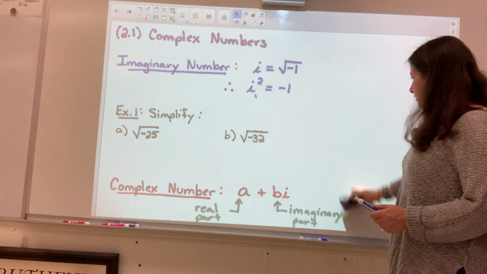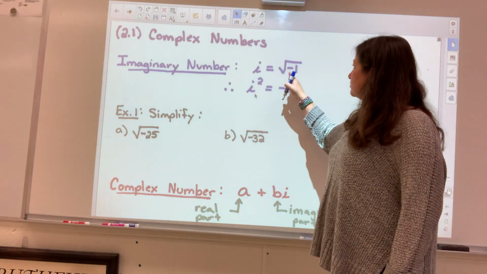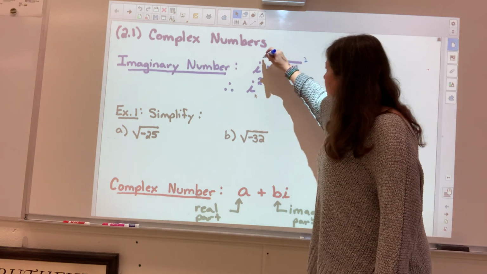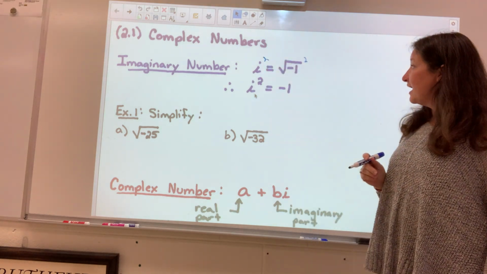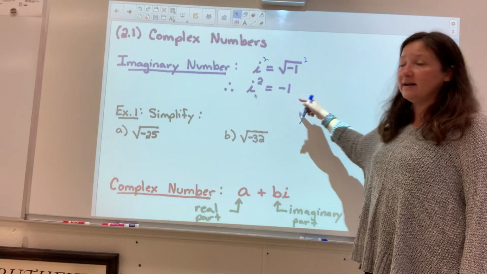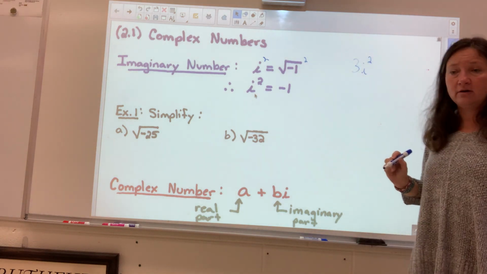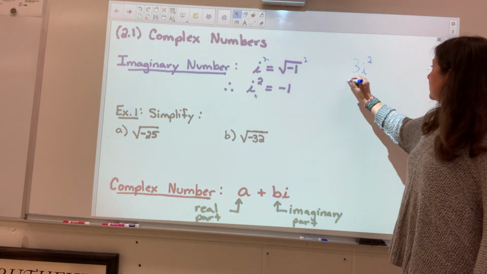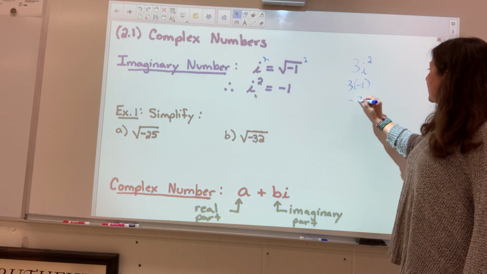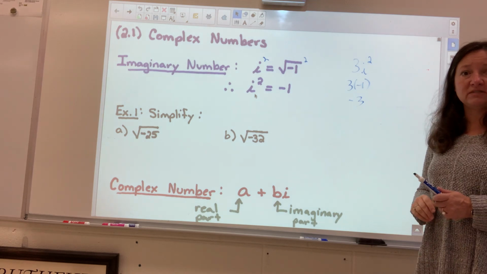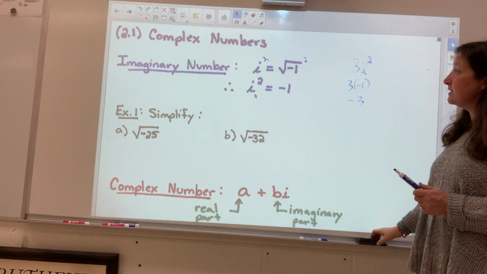We also, if i equals the square root of -1, if we square both sides, that means that i squared is equivalent to -1. So if we ever see an answer like, say, 3i squared, we now know i squared equals -1, so that's equivalent to -3. So we'll be able to simplify those situations as well.